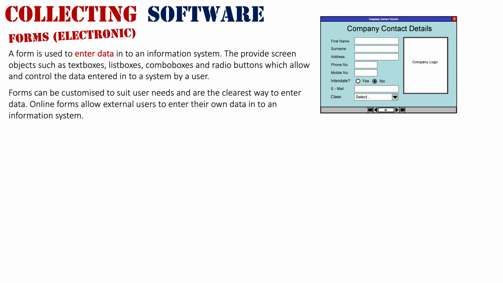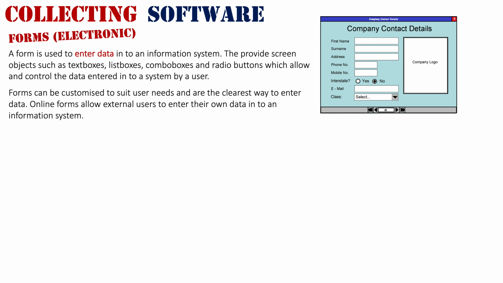We're now going to take a look at collecting software. So we're going to look at the programmable elements that allow us to put data into a system. Firstly, we have forms, and specifically electronic forms, because we do have paper-based forms as well, but electronic forms which can be on websites or within database software, which allow users to enter specific data into a system. So a form is used to enter data into an information system.